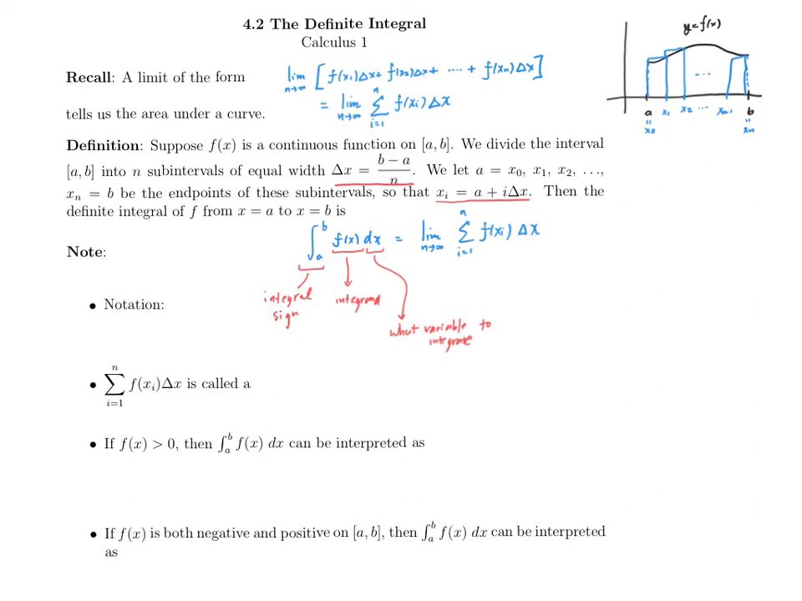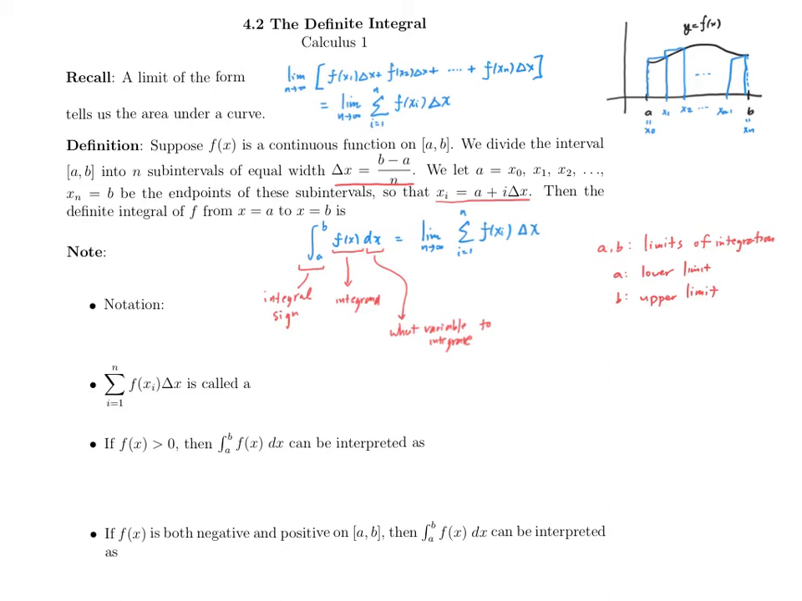Then let me note in particular the a and the b that we see. We refer to those as being the limits of integration, where in particular we call the a the lower limit and b the upper limit. So just trying to make sure we're all on the same page in terms of notation and terminology.